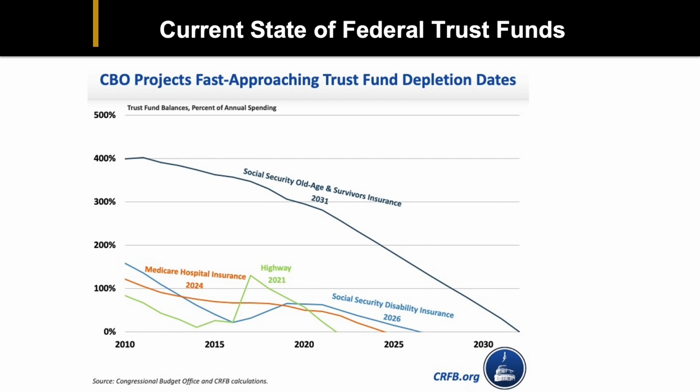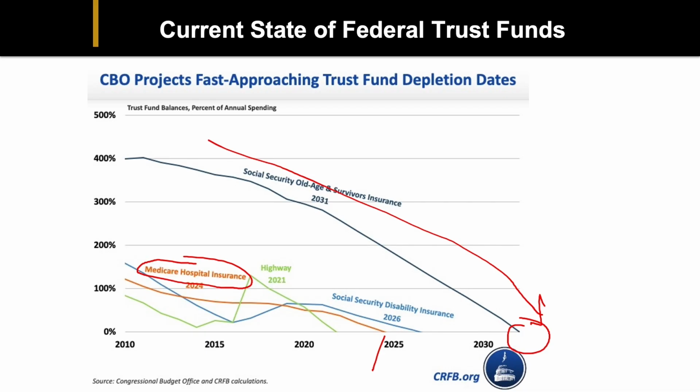And a lot of these are going broke because of the aging population. More people receiving benefits than paying in taxes. Social Security old age survivors is going broke. It'll be broke out here sometime in the early 2030s. The Medicare hospital insurance will go broke. Social Security disability insurance will go broke here. Highway Trust Fund will go broke there.